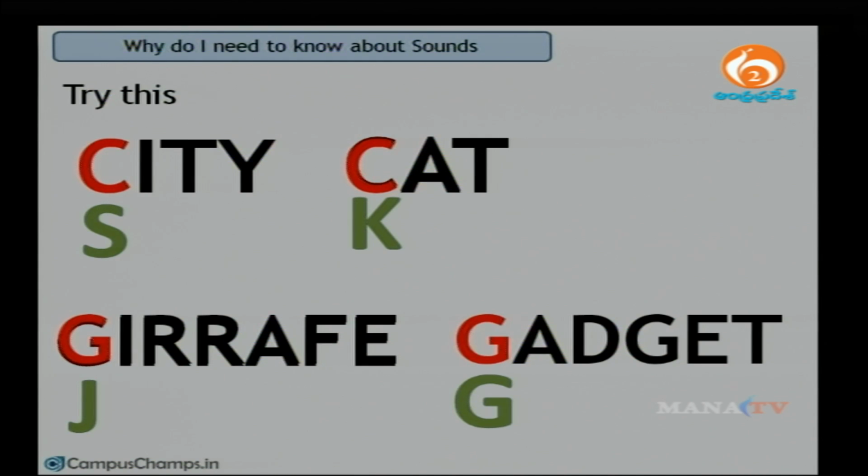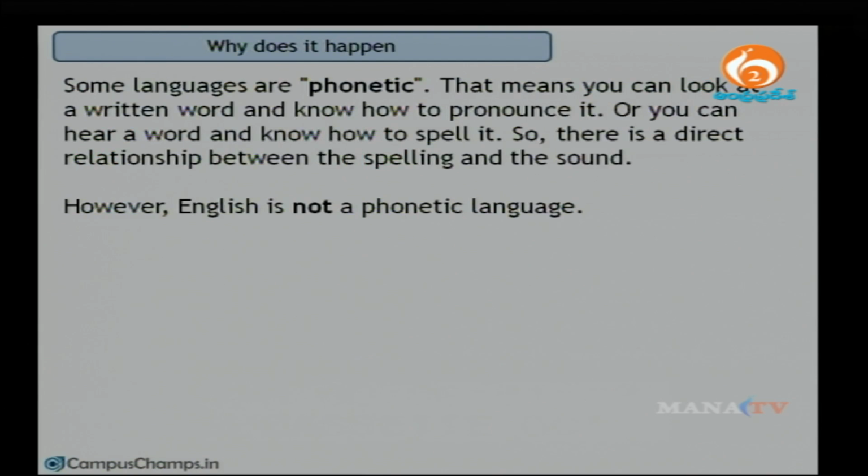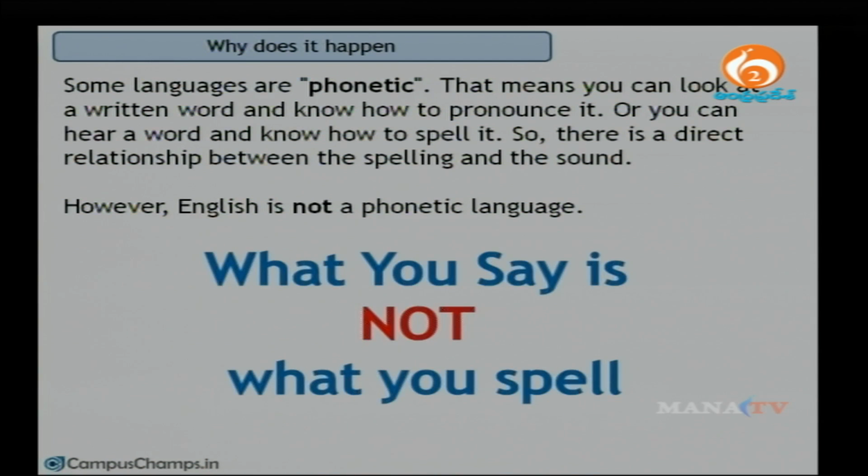The way we write is not how we pronounce. That's why English is called a non-phonetic language. This happens because some languages are phonetic. That means you can look at a written word and know how to pronounce it, or you can hear a word and know how to spell it. So, there is a direct relationship between spelling and the sound. However, English is not a phonetic language, it is a non-phonetic language. So, what you say is not what you spell, and the way you spell is not how you pronounce.